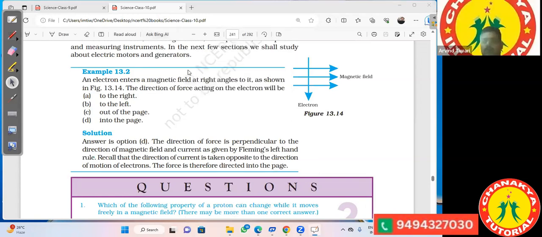Okay, within a few minutes, I will try to find some more problems if there are. I will share them with you to solve, regarding the directions of magnetic field. Let's start with the other topic.